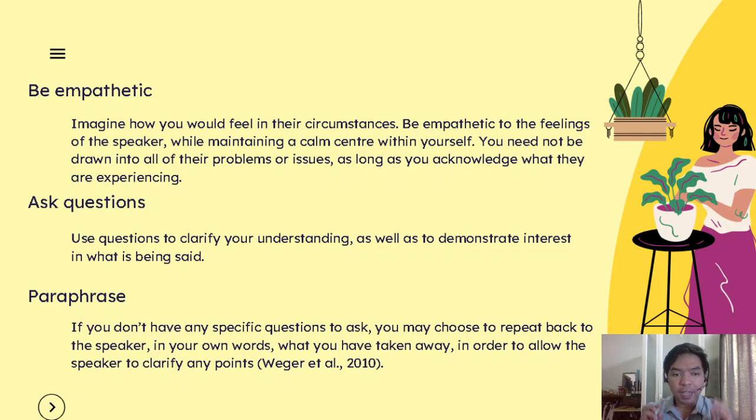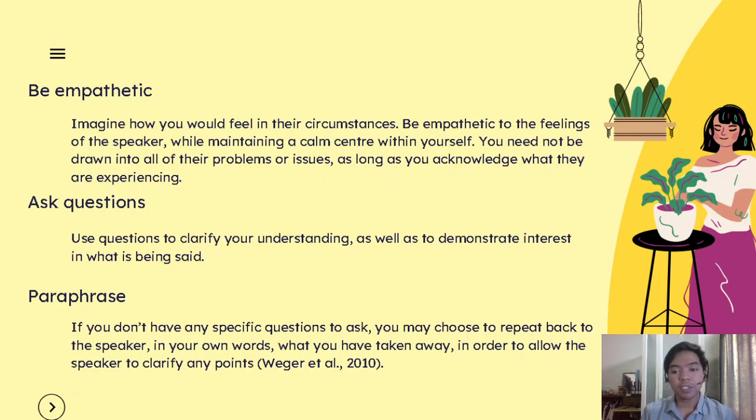Next, asking questions. Use questions to clarify your understanding as well as to demonstrate interest in what is being said. When you ask a question, it confirms that you are listening. It also shows that the person is just making sure the information he or she got is accurate or not.